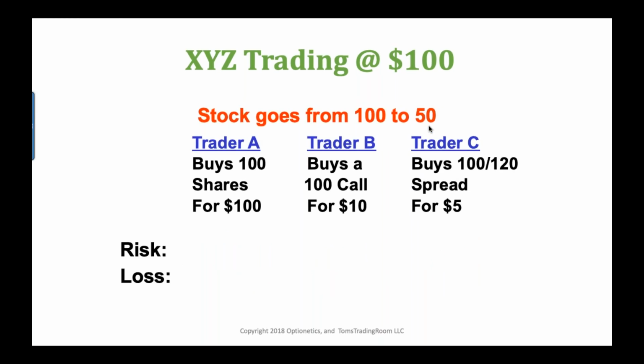All right. So now let's talk about what happens if the stock goes from 100 to 50. Is everyone going to lose money, Jay? Yes. If the stock goes to 50, everyone on this page loses money. But it's how much they lose. Trader A loses half of his account. He loses $5,000, because if a $100 stock goes to 50, you paid 100 for it, you have a $5,000 loss.